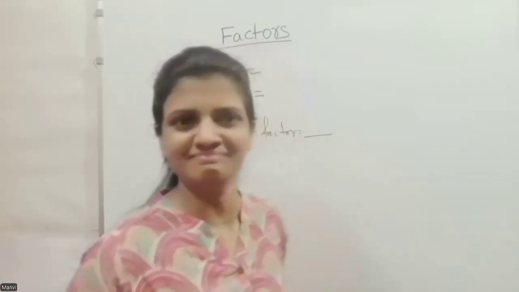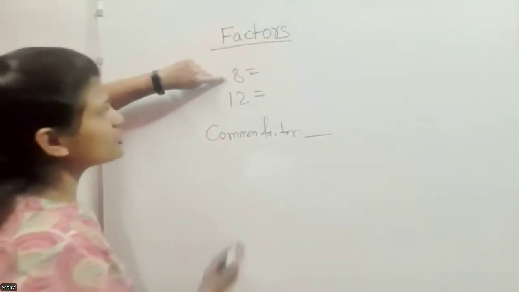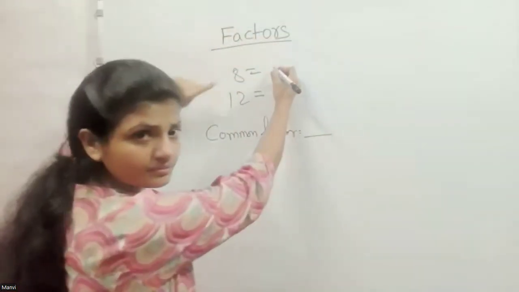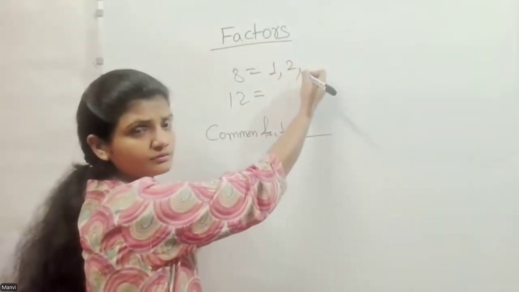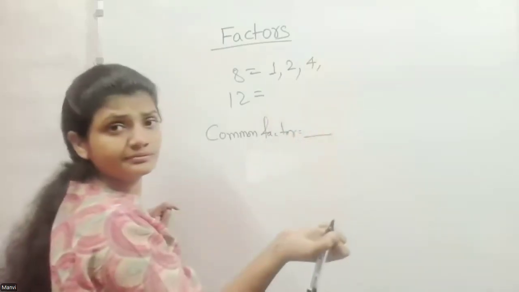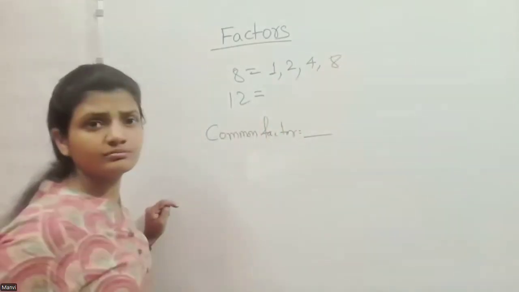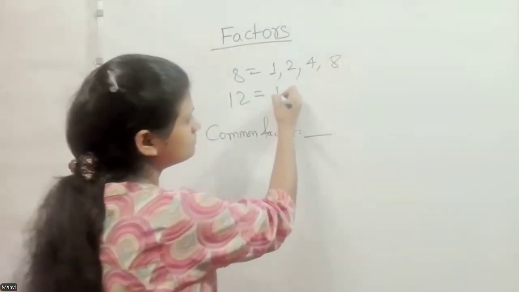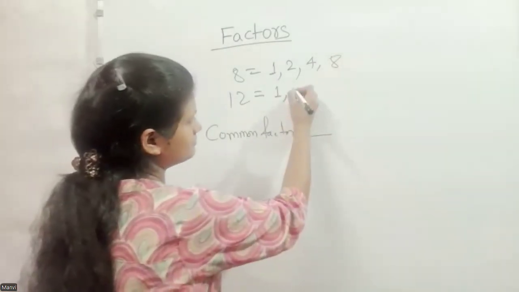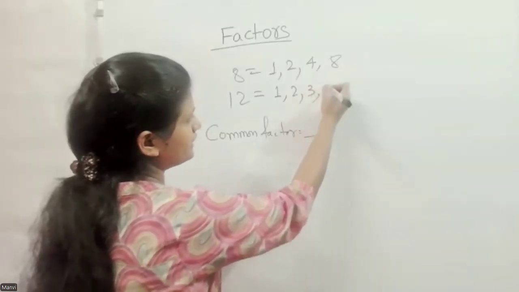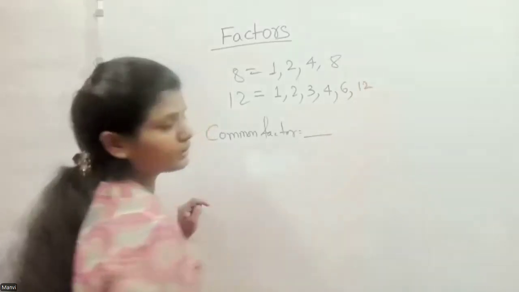What did you write? Here, the factors of 8 are, Jessica, 1, 2, 4, then 8. What are the factors of 12? First is 1, 12, 2, and 6. And 3 and 4. Okay. 3, 4, then 6, and then 12. Okay?